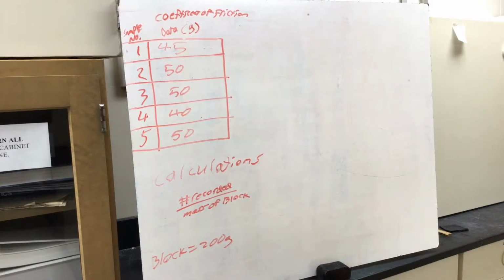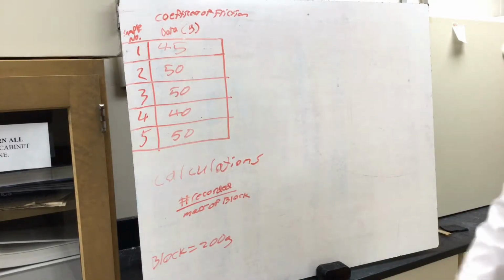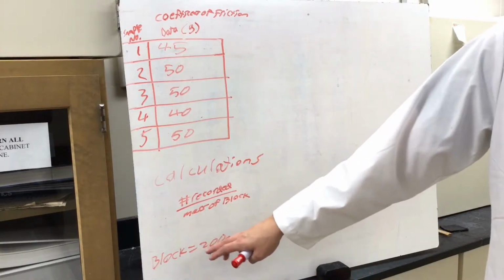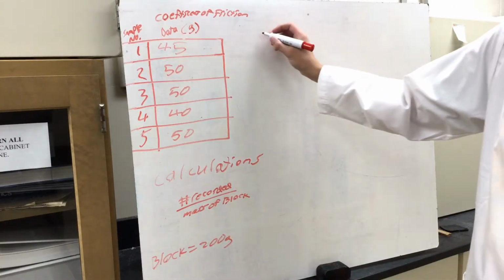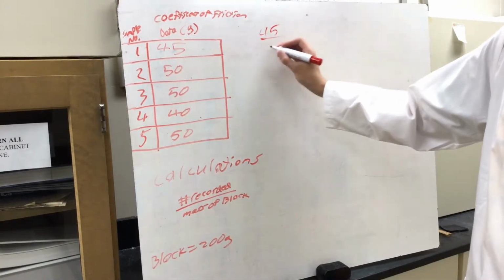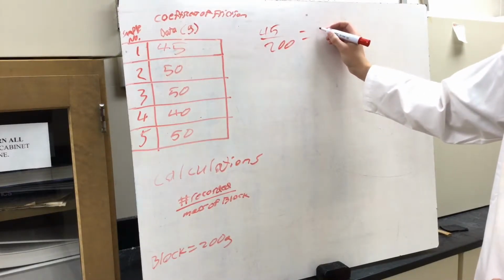Once you have all of this filled out, you'd start doing your calculations, which is the number you recorded divided by the mass of the block. Now, as said before, the mass of the block is 200 grams. So for this first one, you do 45 divided by 200, and then the number you'd get is the coefficient of friction.